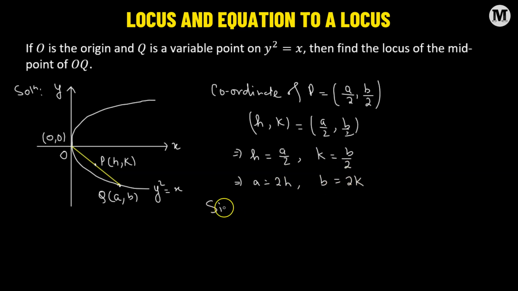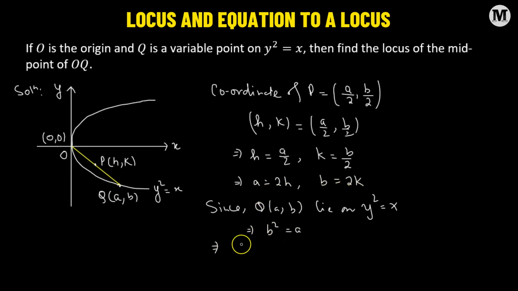Now since the point Q with coordinates a, b lies on the parabola with the equation y squared equals x, it is going to satisfy this particular equation. So we can say that in place of y, we can replace it with b, and in place of x, we can replace it with a. So we get the equation b squared equals a. Now we have already defined b and a in terms of k and h respectively. So let's substitute the values here.